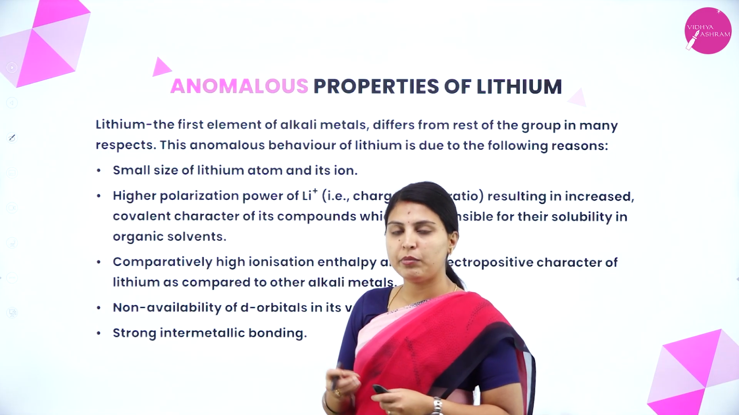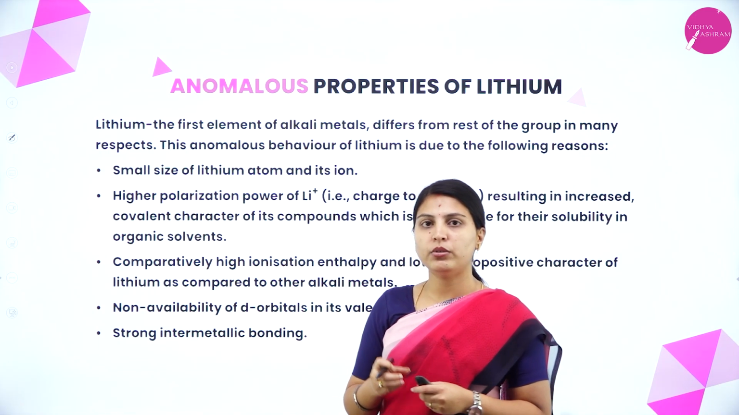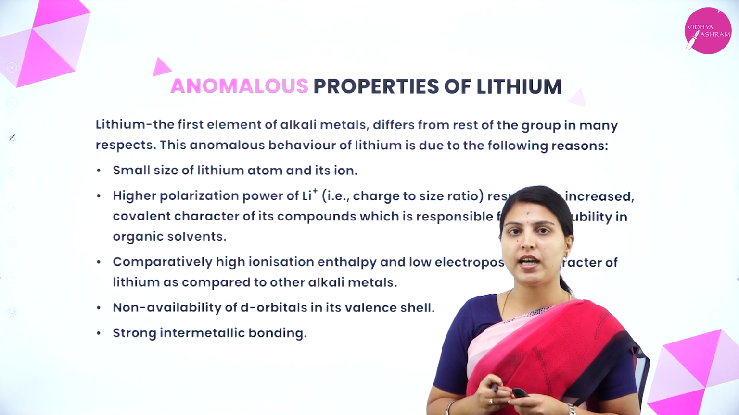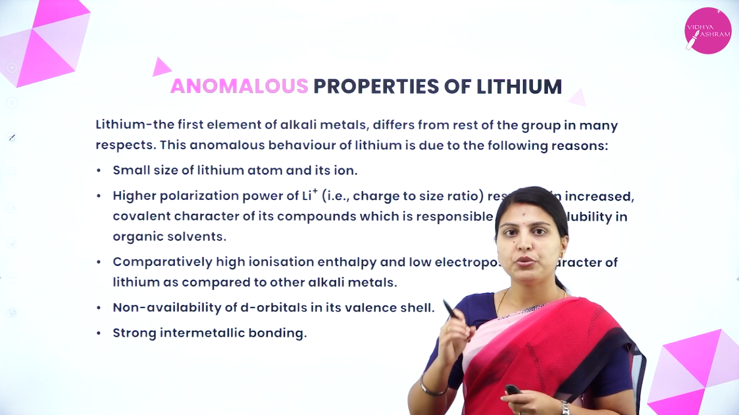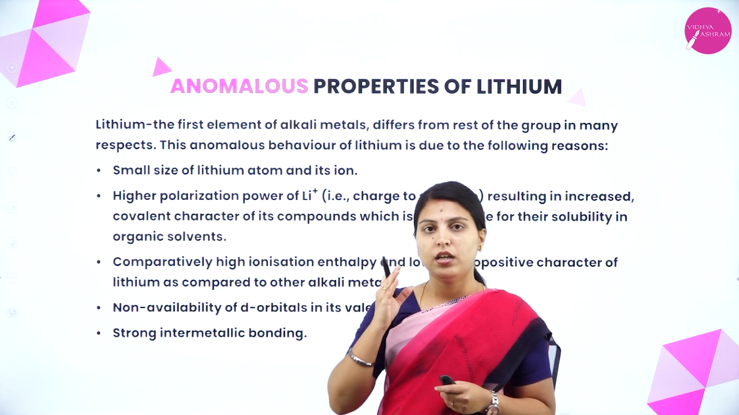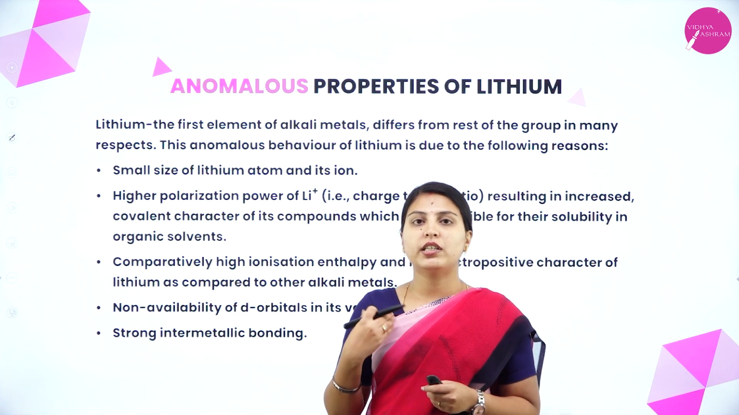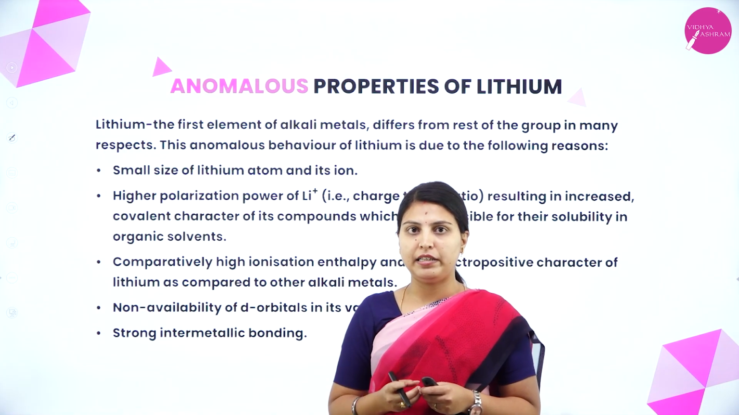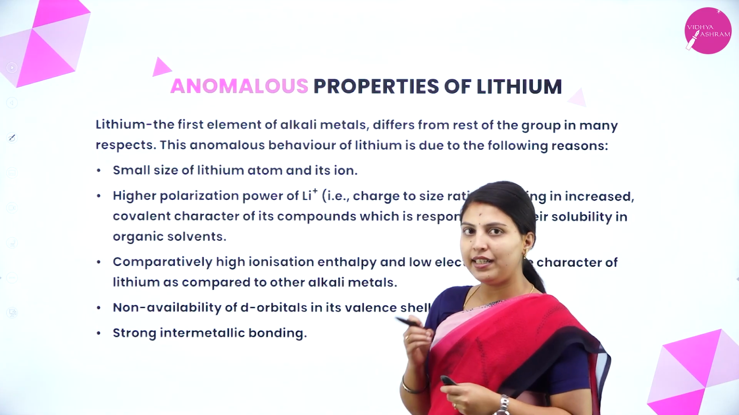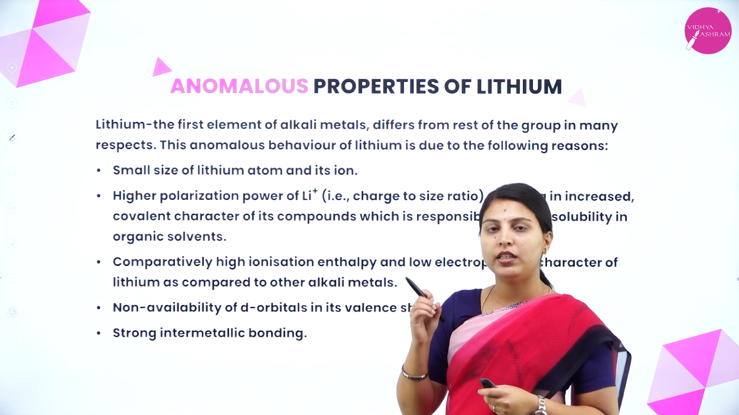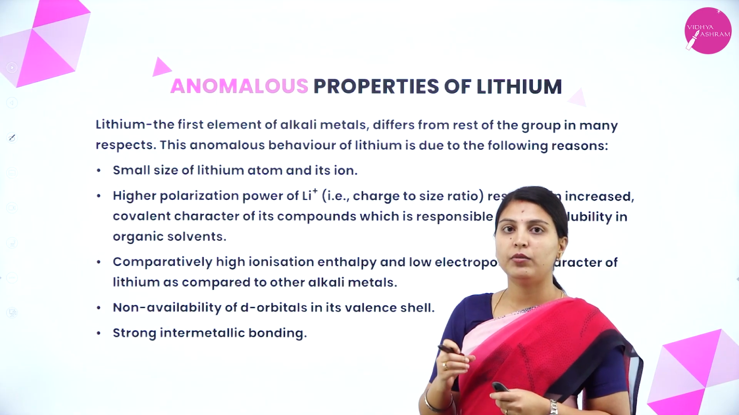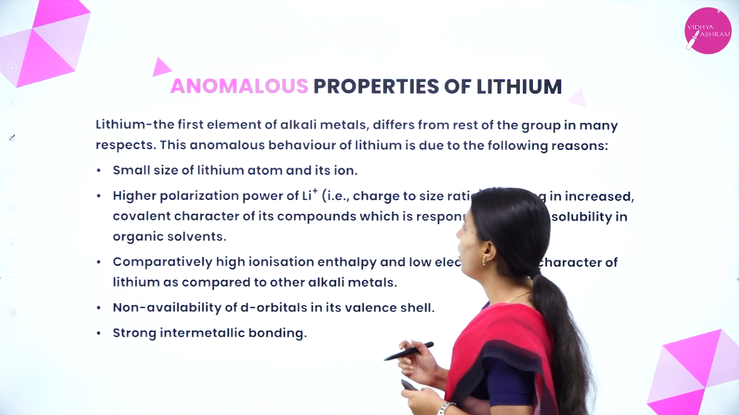While I was giving the introduction about the alkali metals, at that time I told that some anomalous properties are present in this block for some of the elements. Anomalous means what? One element which is not giving similar properties like other elements will be considered as having anomalous properties. Like that, lithium is the one element in group 1 which will not show similarities with the other elements most of the time.